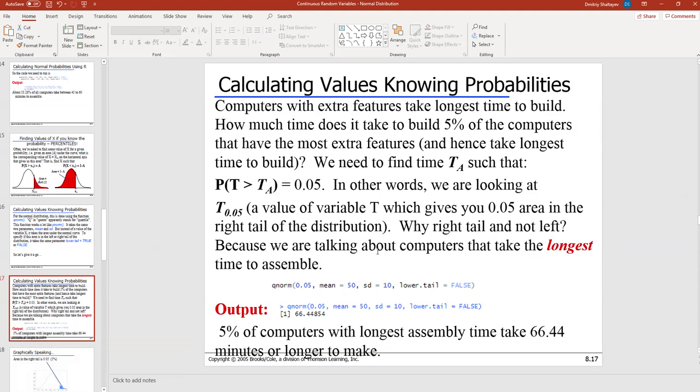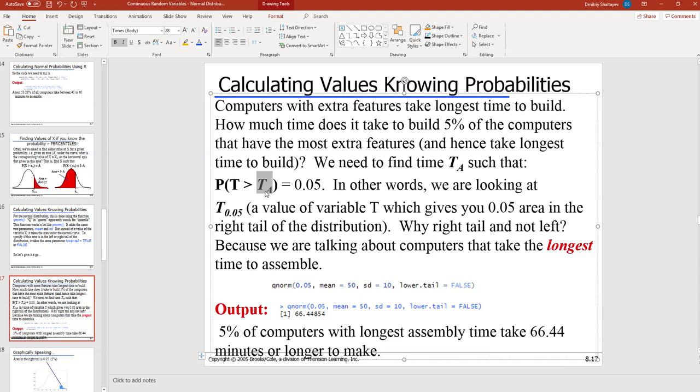So, for example, here, computers that have extra features, so they have extra details that require extra testing or extra software installation or whatever that is, right? They take longest time to build. How much time does it take to build 5% of the computers that have the most extra features and therefore take the longest time to build? So, in other words, we need to find such value t sub a that only 5% of the values of the distribution is above that t sub a, right?